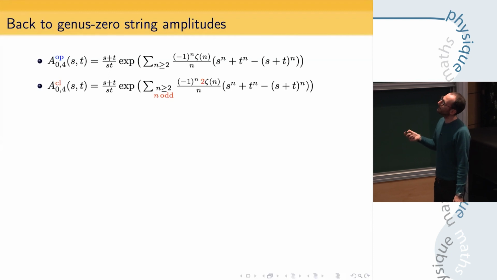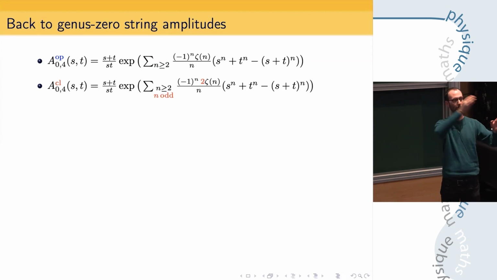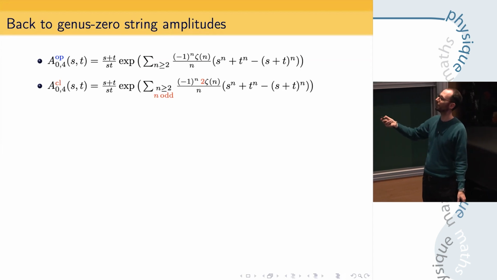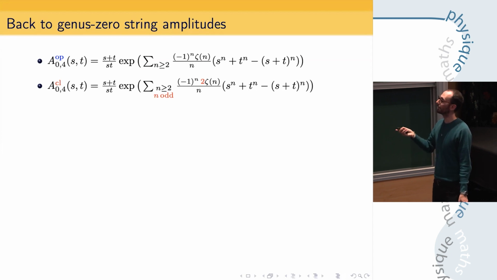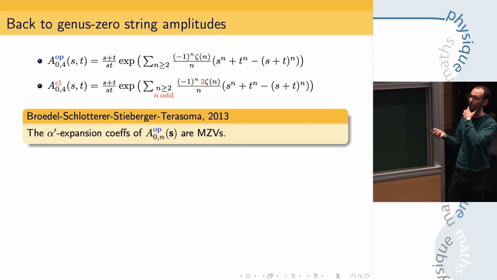So again, this was the expansion of the open and closed 4-point amplitudes at genus 0. And now it's really clear that you can pass from this one to this one just by applying term by term this single-valued prescription: from multiple zeta values you go to the single-valued version. And you're just killing the even ones and doubling the odd ones. And then you can prove that the coefficients of the open string for any number of points n are multiple zeta values. This was proven in 2013.